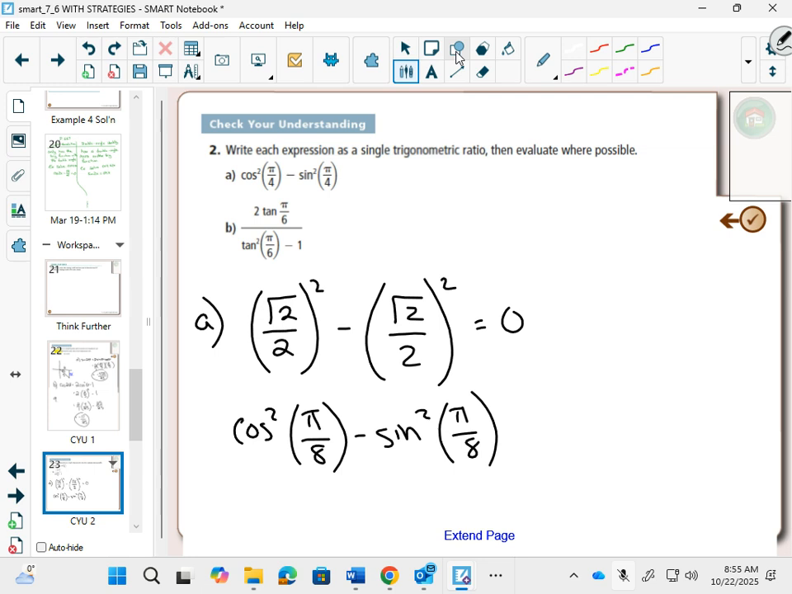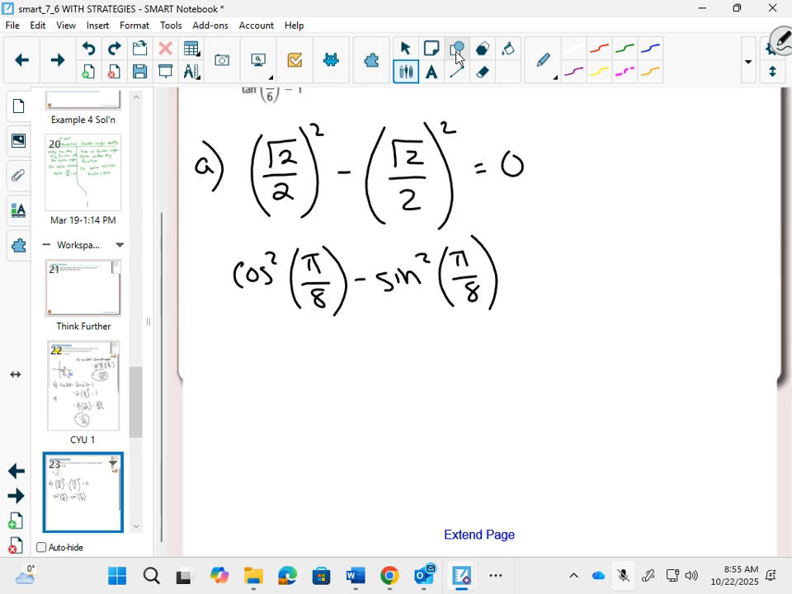But this could be a problem. However, this is where all of our formulas that we try to mostly memorize come in. And of course, if you're taking the AP class next year, you do have to have these all memorized. The idea would be, I recognize this as one of my cos 2 alpha formulas. If we look at our 3 cos 2 alpha formulas, the first one says cos 2 alpha is cos squared alpha minus sine squared alpha.